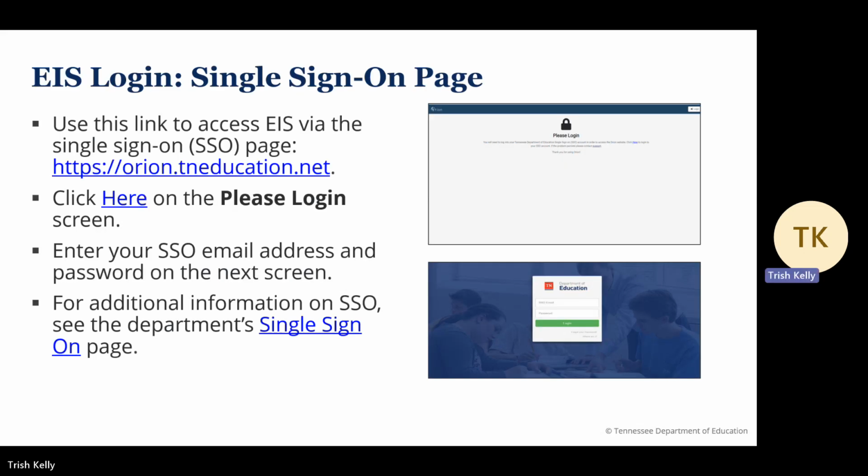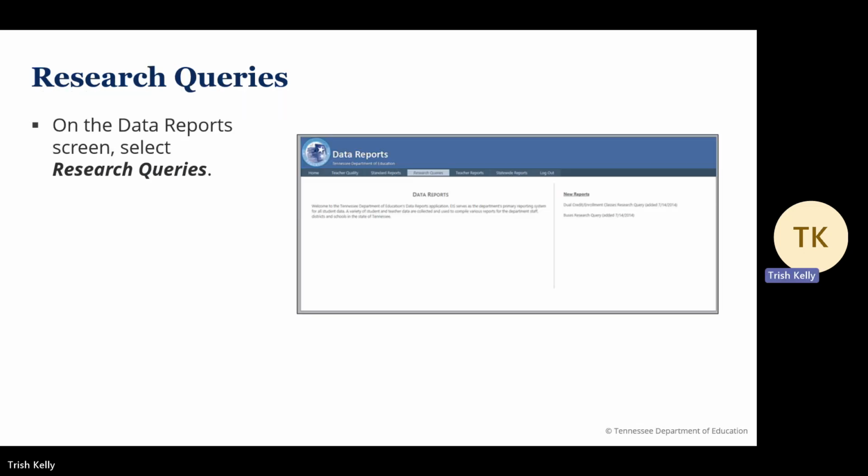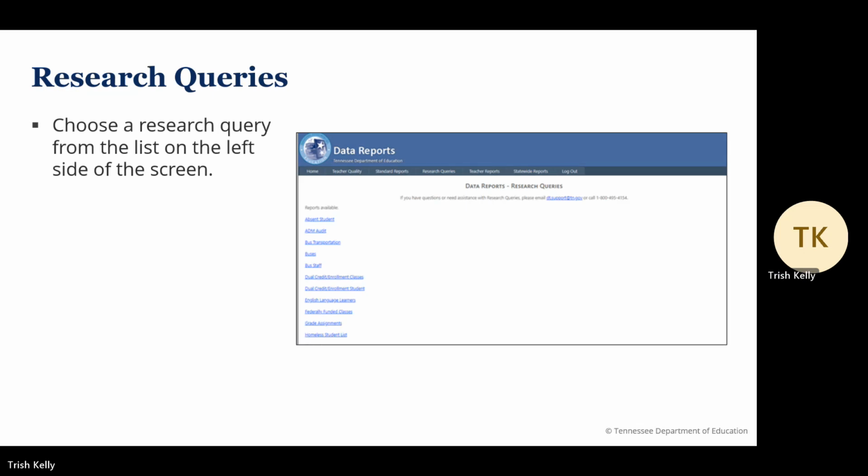EIS login is a two-step process. Please use the Orion URL to access the Please Login screen. Select here, and that will bring you to the next screen where you will enter the single sign-on email address and password for your account. From the application icons page, select Data Reports. Select Research Queries. And from the list of research queries, select the one of interest to you.